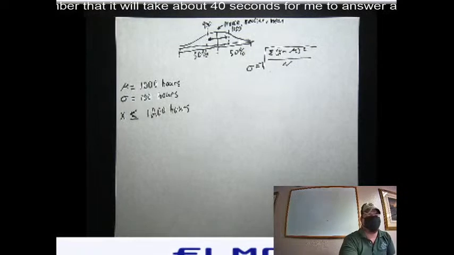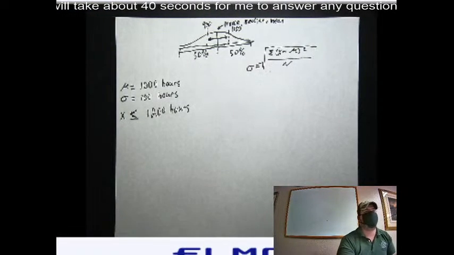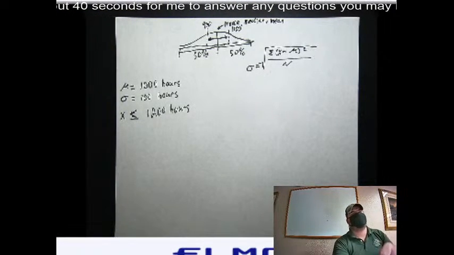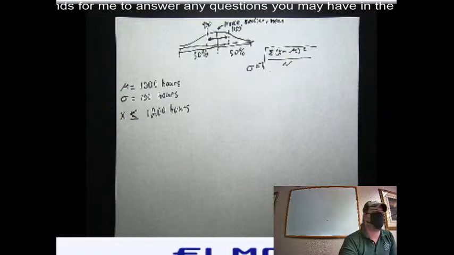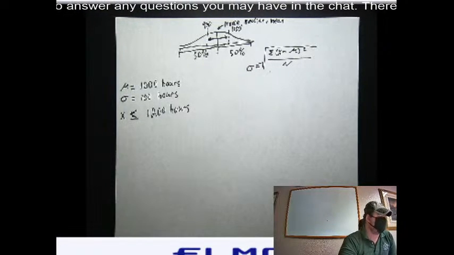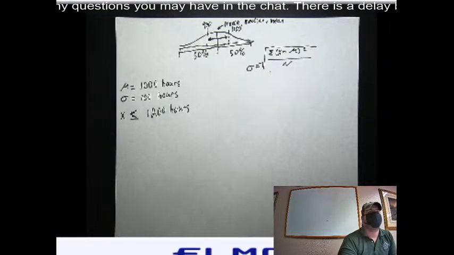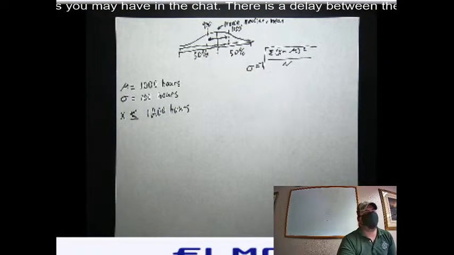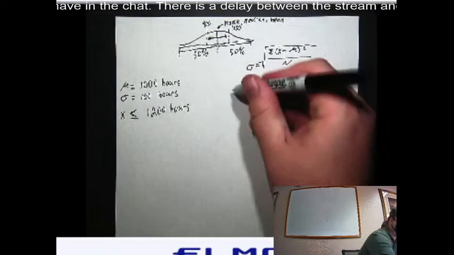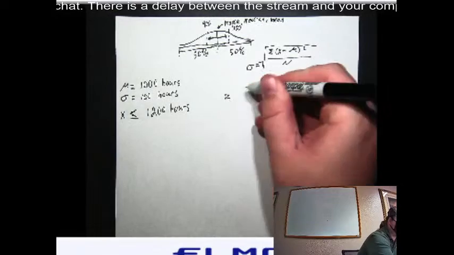So what we want to find is the probability that it will be somewhere either below or exactly equal to 1,200 hours. Well, for this we need to add another tool, another formula, which is called a z-score.